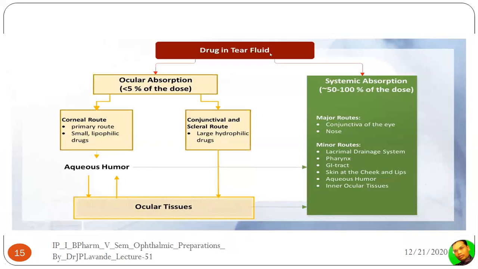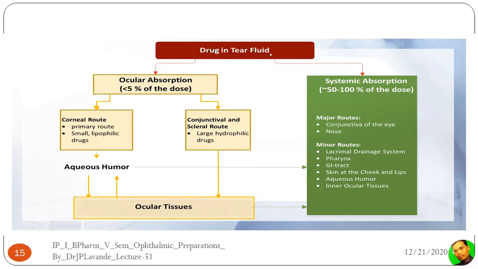This systemic absorption occurs by different routes, like the conjunctiva of the eye, nasal routes, and some of the minor routes like the lacrimal drainage system. There is the pharynx, the gastrointestinal tract, and the skin of the cheek through which the formulation will travel when the eyelid is closed, as well as lips, aqueous humor, and inner ocular tissues. All these are the routes through which 50 to 100% of the drug gets systemically absorbed.